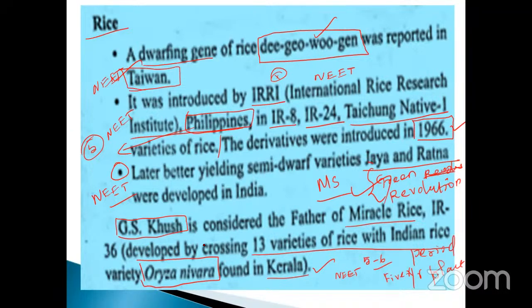And who introduced that, the father of miracle rices? So G.S. Khush. How many varieties are there? 36 varieties. 13 varieties from India. Total how much is that? 36 varieties. 13 varieties from where? India. The variety is called Oryza nivara. In our rice, Oryza sativa, isn't it, my dear? But here, Oryza nivara found in Kerala.